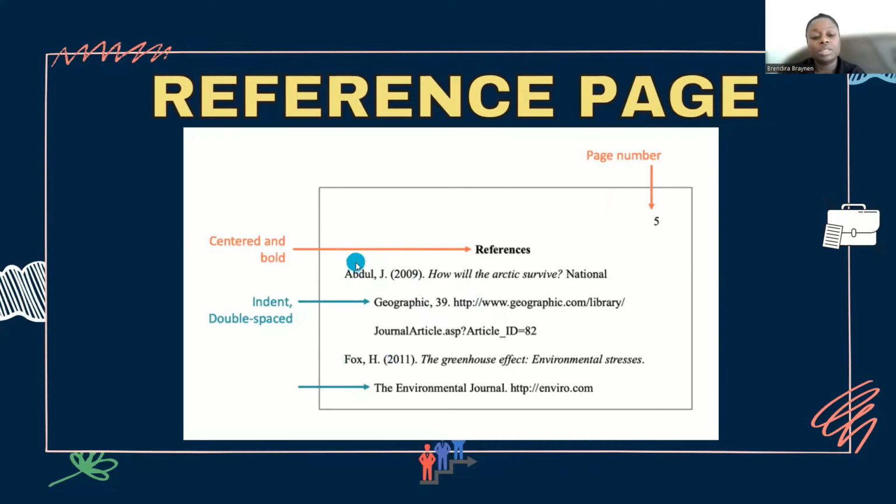Okay, as you notice as well, we start off with the last name of the writer, comma, and then their first initial, and then we put the date.